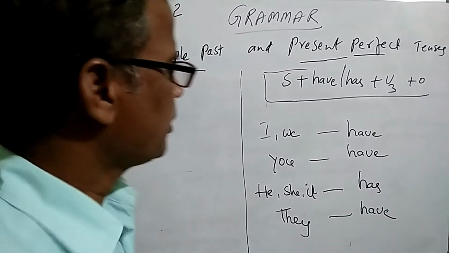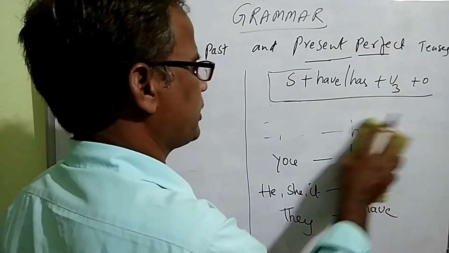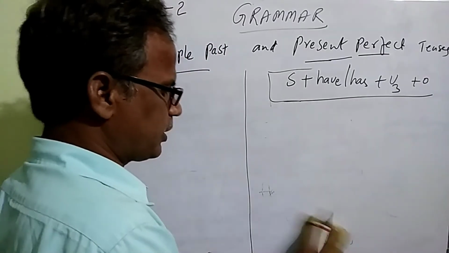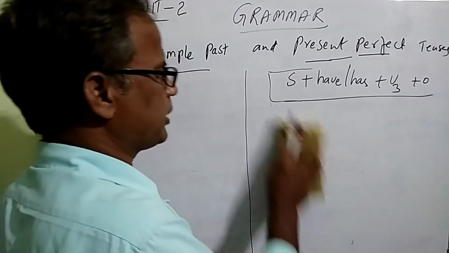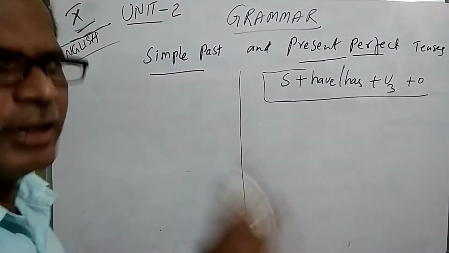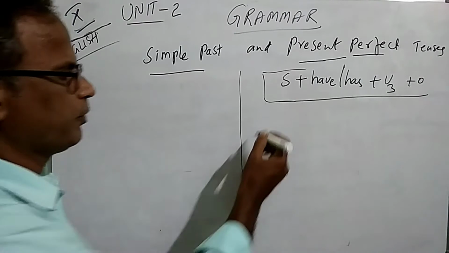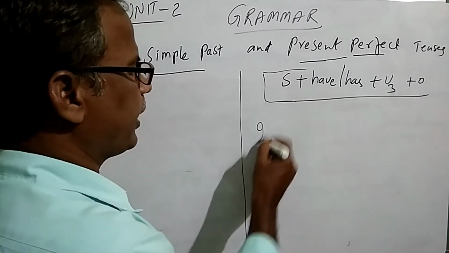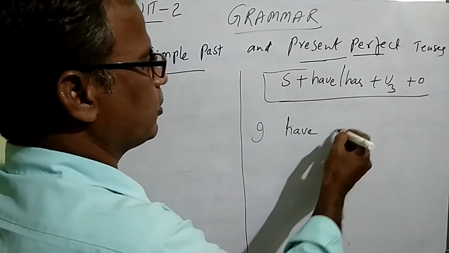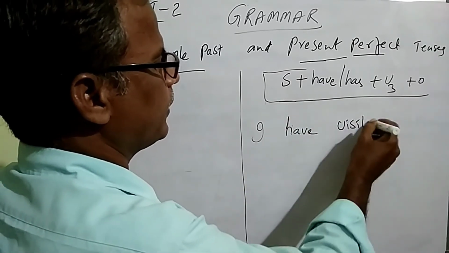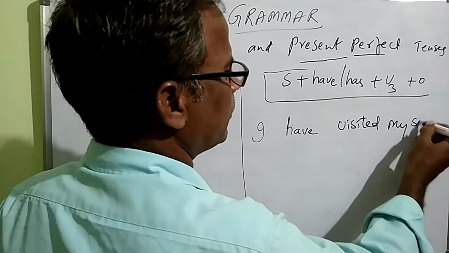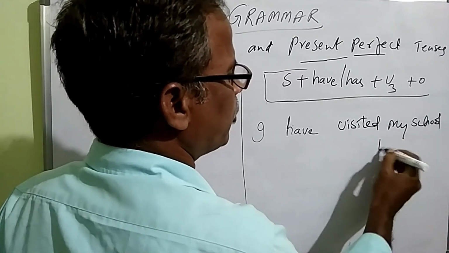Now I'm coming to the sentences, how to write sentences in present perfect tense. In the textbook also, some sentences are given in three different ways. But before going to those sentences, let me explain, you concentrate here. For example, for I and we, have is used. I have visited. I have visited my school today morning.